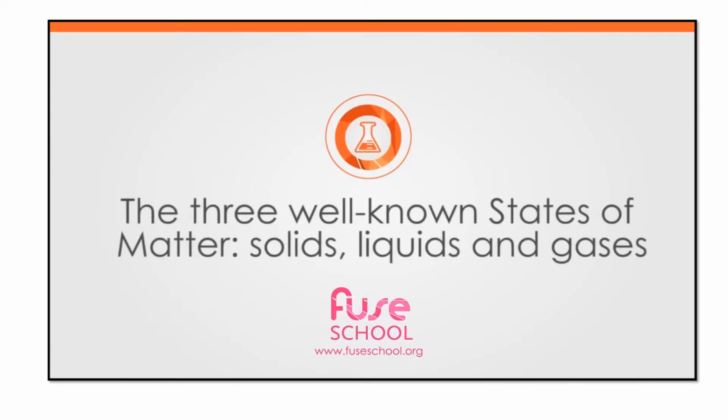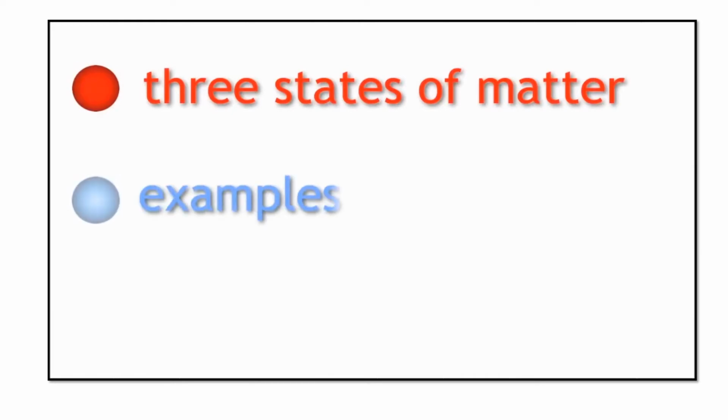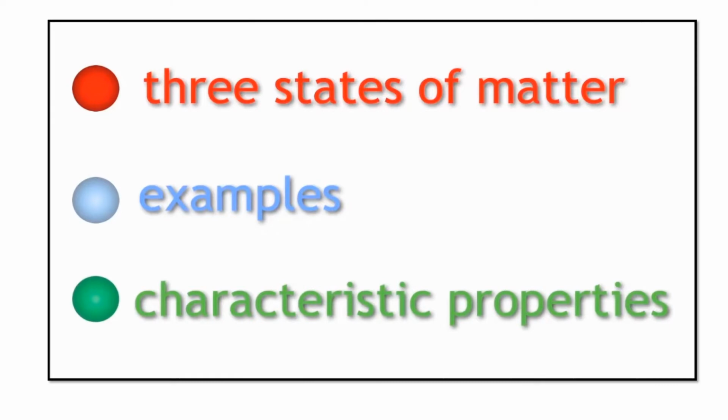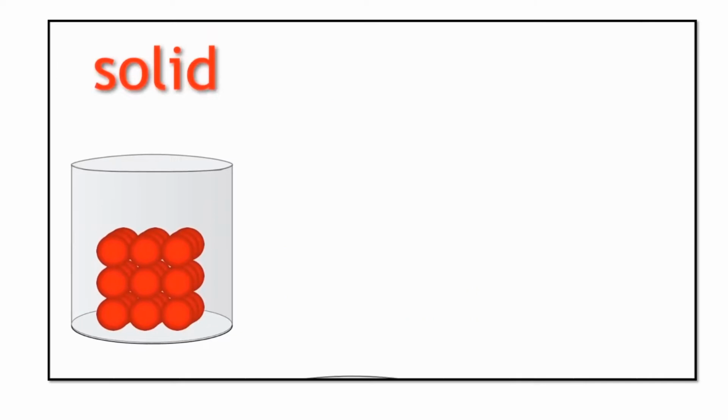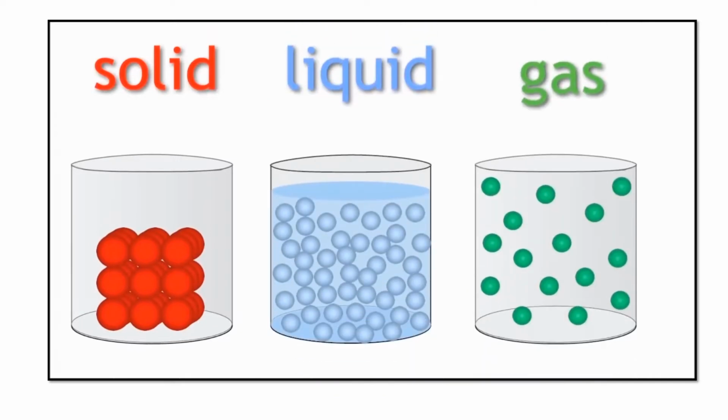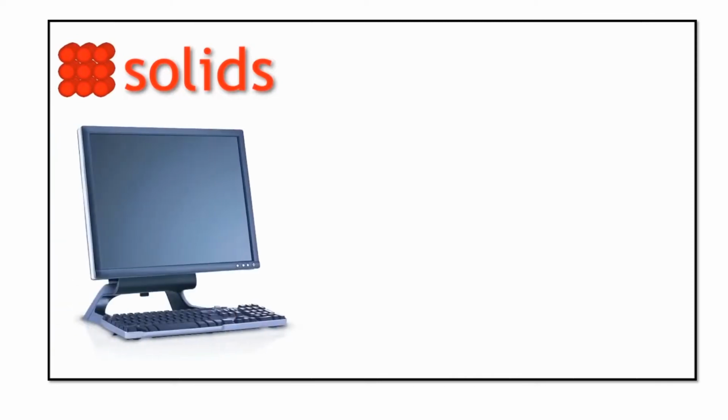In this video you are going to learn what the 3 states of matter are, some examples of each state of matter, and the characteristic properties of the 3 states of matter. The 3 states of matter are solid, liquid and gas. Let us look at solids. An example of a solid is your computer.